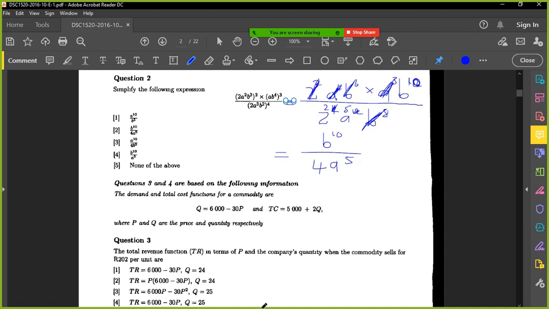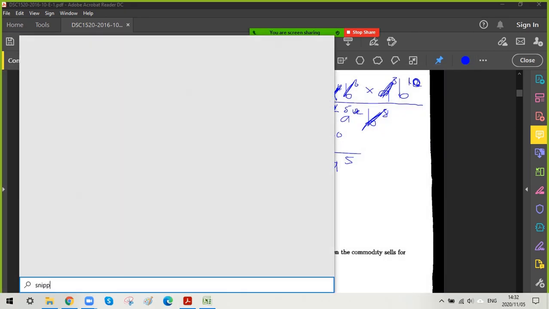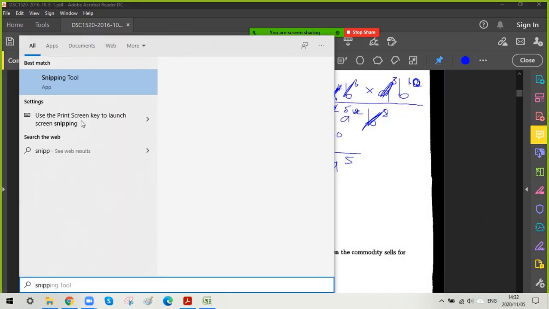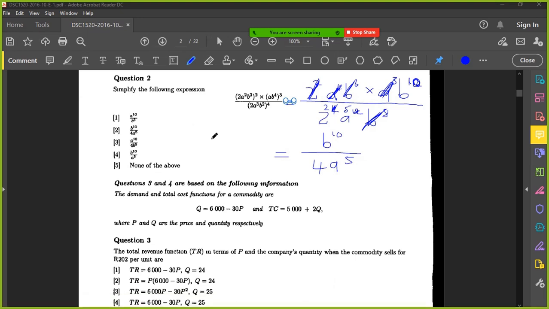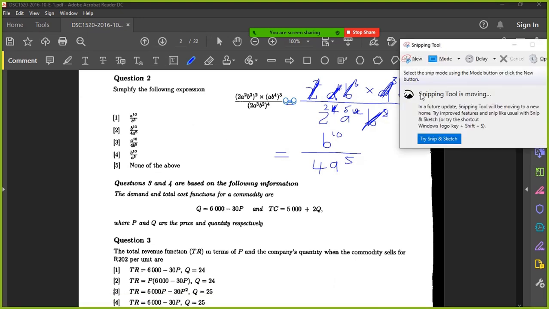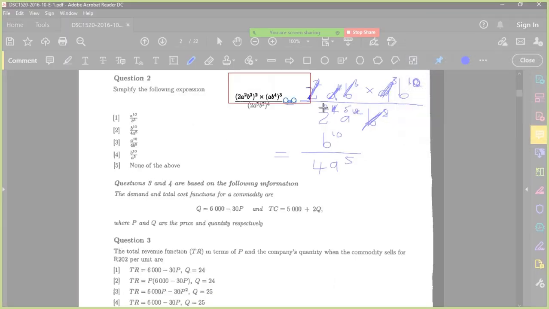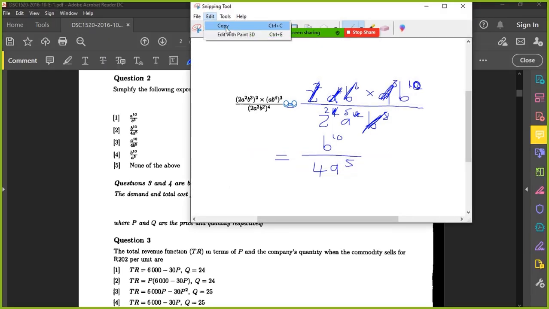I just want to, let me just get the snipping tool. I just want to take this answer to the working, so at least you have the working to use.